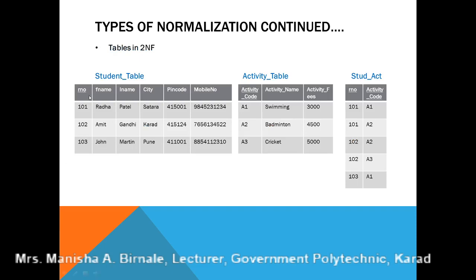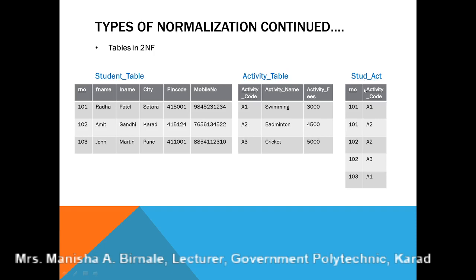So in this table here you can see roll number is a primary key for this student table because it is having unique values in this table. So only roll number is working as a primary key. In activity table, activity code column, it is having unique values. So it is working as a primary key here.